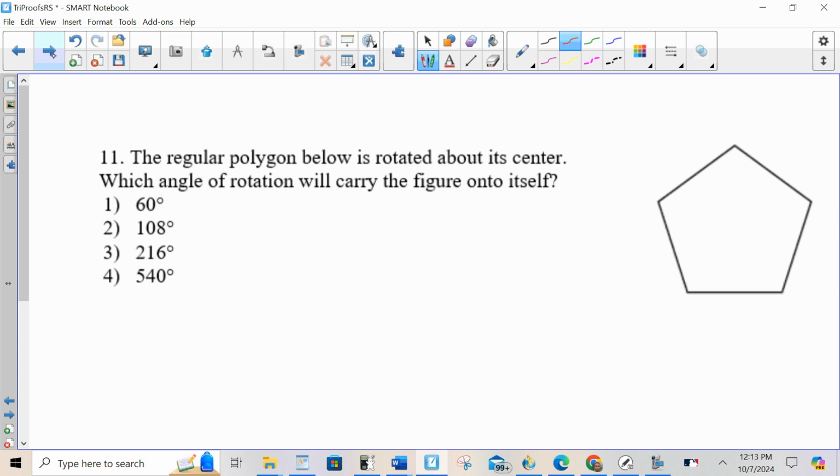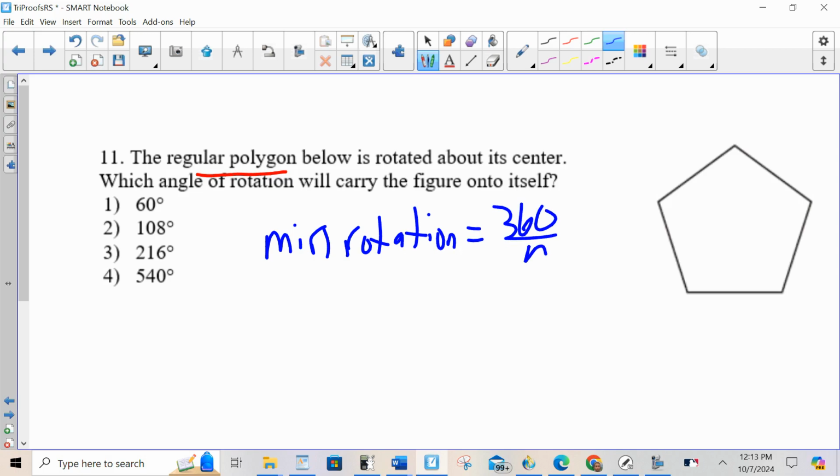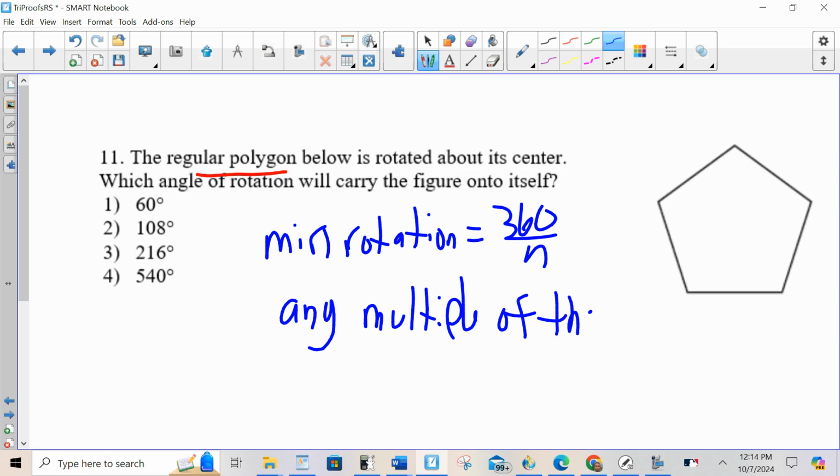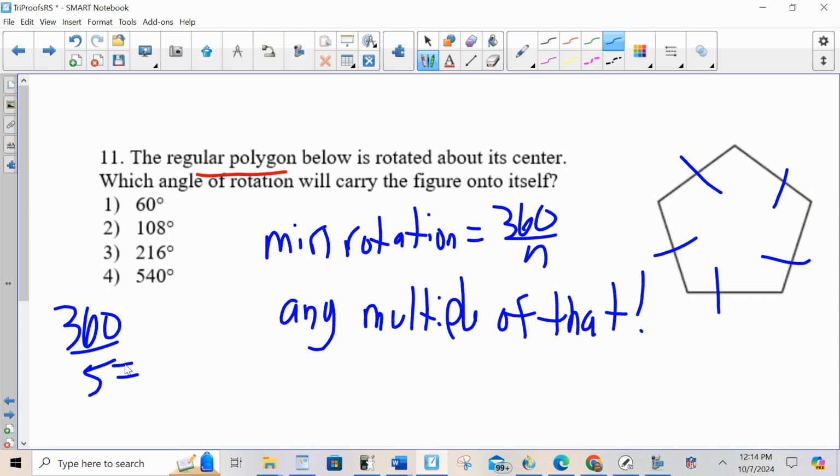Number 11, regular polygon rotations. Line of reflection equals line of symmetry. Center rotation equals center of shape. Min rotation is 360 over n, and any multiple of that. We need to start by finding the minimum rotation, which is 360 over n, in this case 360 over 5. Use a calculator if you need to. That's 72. That's the minimum rotation.